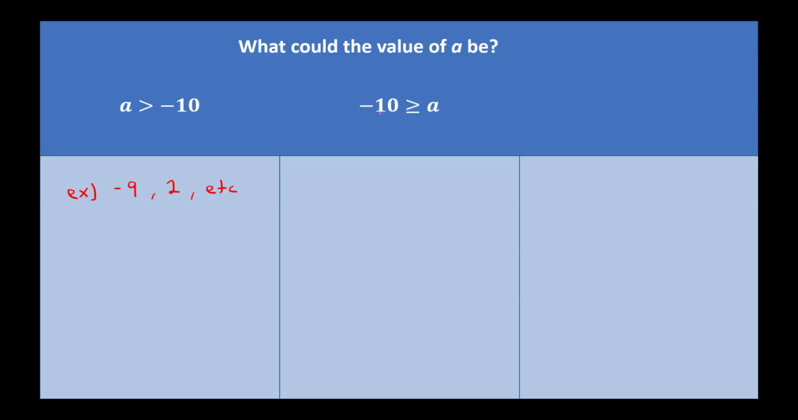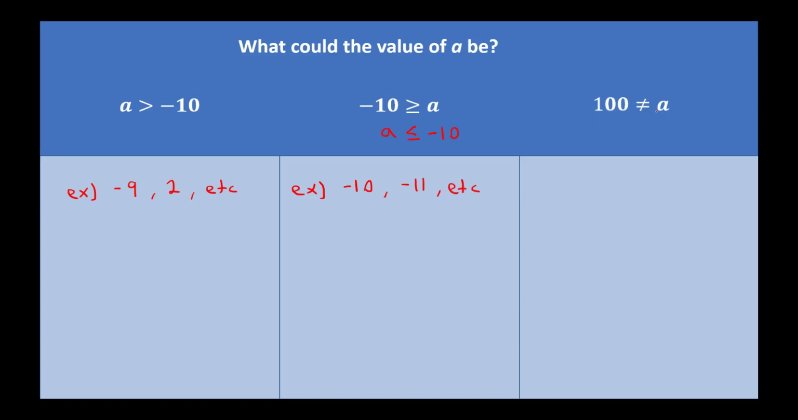Now, for negative 10 is greater than or equal to a, I like to rewrite a on the left side, so I'm just going to do that. I'm going to read this as a is less than or equal to negative 10. So if a is less than or equal to negative 10, what values could I get? Well, one value could be negative 10, because I'm less than or equal to negative 10. Now, what values are less than negative 10? Negative 11, for example, because as you get more negative, you get less than, right? So these are just some examples that I could pick.